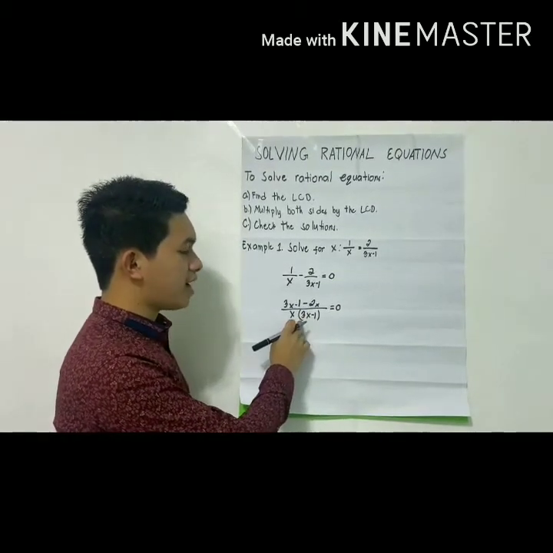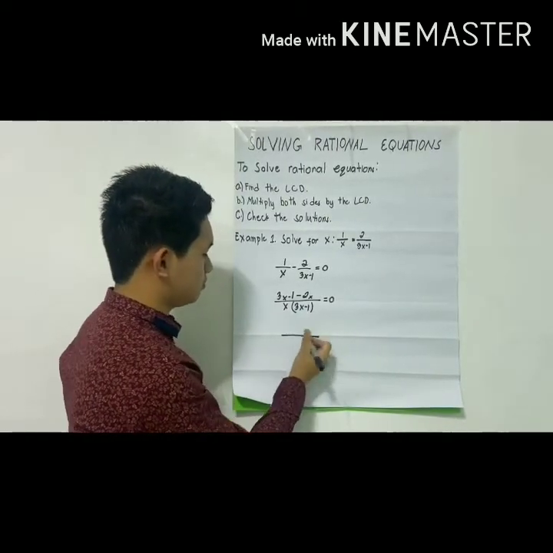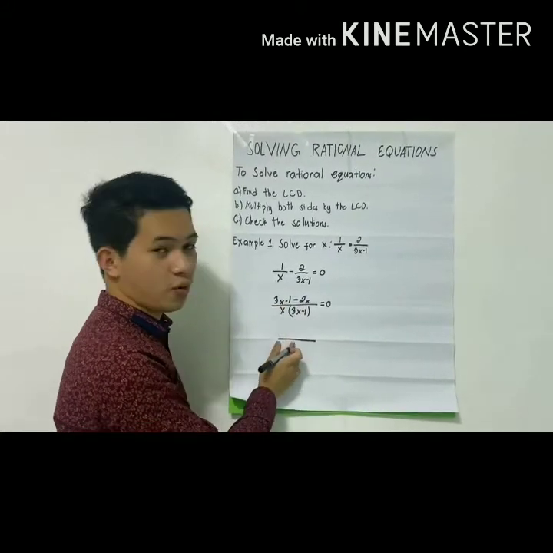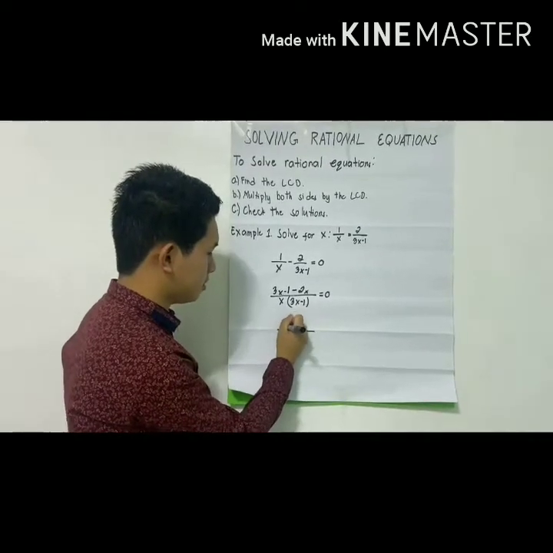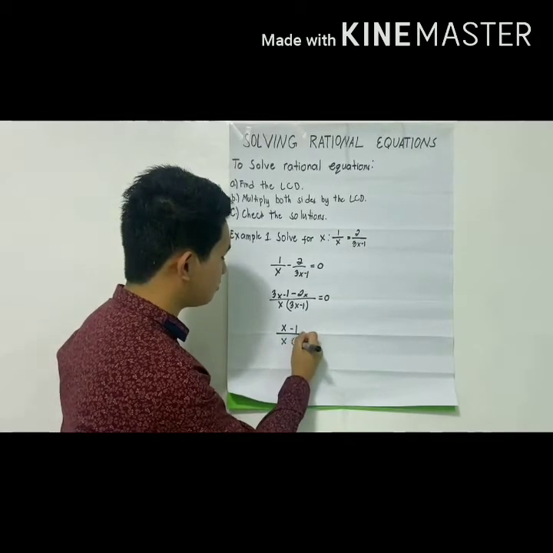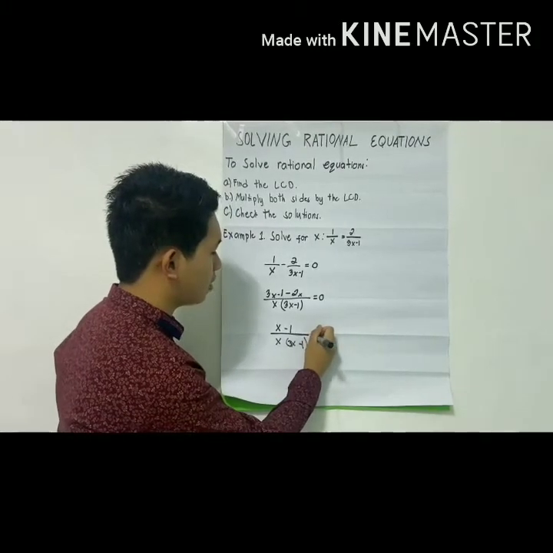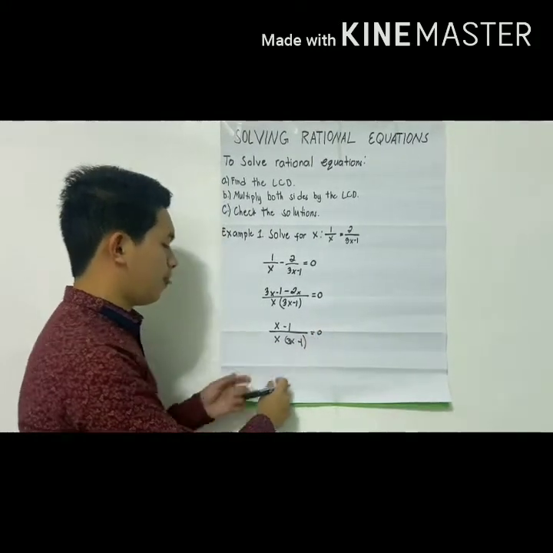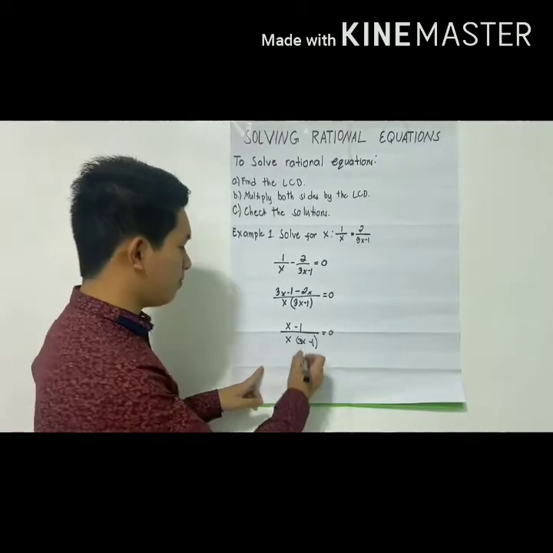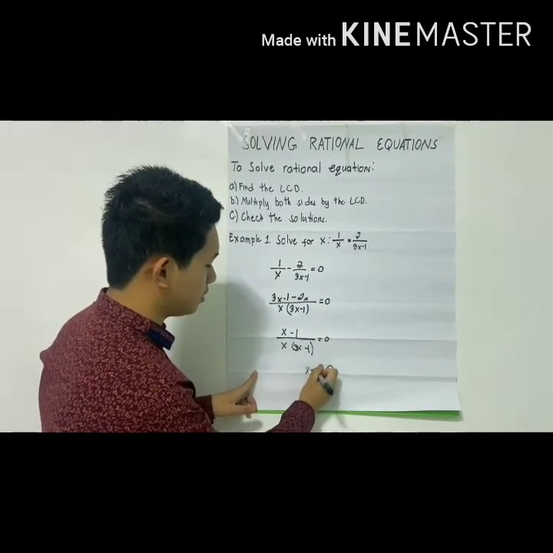After that, then, combine the like terms. Combine natin yung like terms nila. Yung 3x minus 2x is equal to x. Then copy the negative 1 all over x times 3x minus 1 is equal to 0. Then our denominator multiply by 0. That will become 0. Yun yung x minus 1 natin.